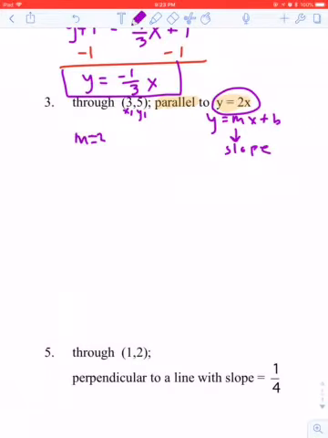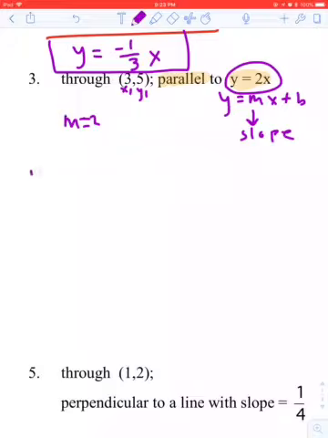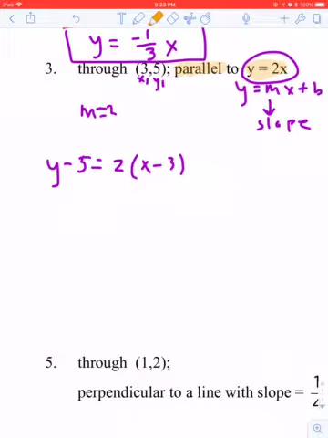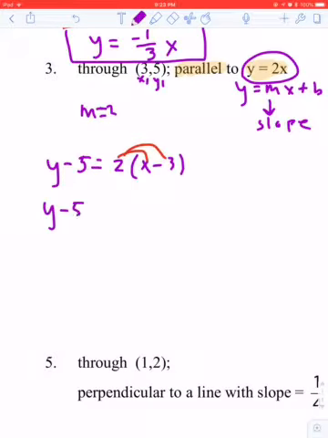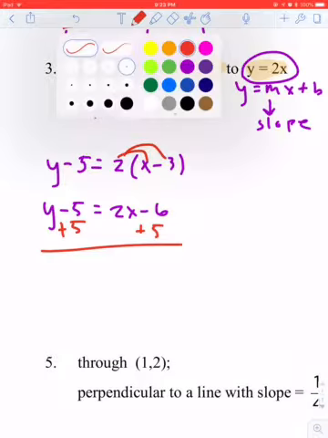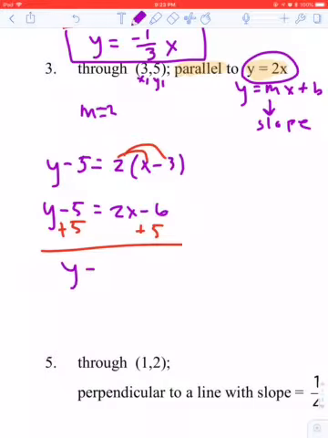First thing we need to do is put into point slope form. So I have y minus 5 is equal to our slope, 2, times (x minus 3). And then now we got to solve for y. Distribute. You have y minus 5 is equal to 2x minus 6. Then I'm going to add 5 to both sides. So I get y is equal to 2x minus 1.